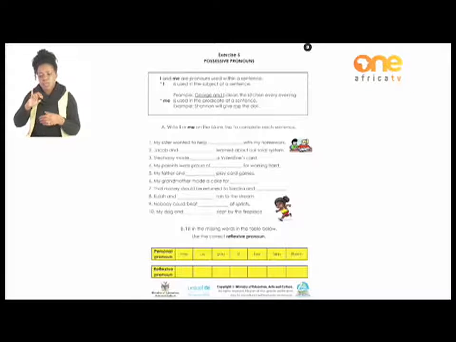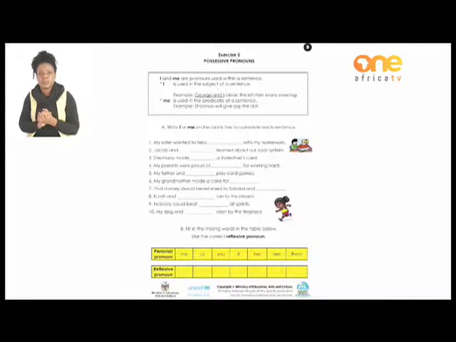Now, the instruction for the activity that you are going to do is, you are going to write I as a personal pronoun or me as a personal pronoun on the blank line to complete each sentence. Chanel, are you with me? Yeah, she's listening. My sister wanted to help with my homework. So you will have to fill in one of the personal pronouns, whether it is I or me.